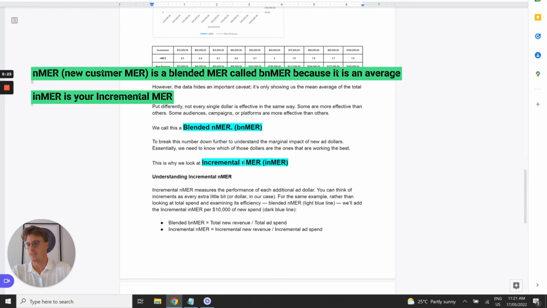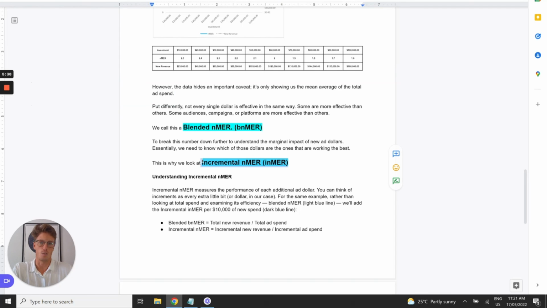And the other key thing to look at is our incremental, right? The next dollar that we spend, that extra little bit that we're spending that we need to calculate, that's what we're really looking for. This is the part where, if you can deliver good performance across an incremental MER, then you've got efficiency to scale your brand profitably.